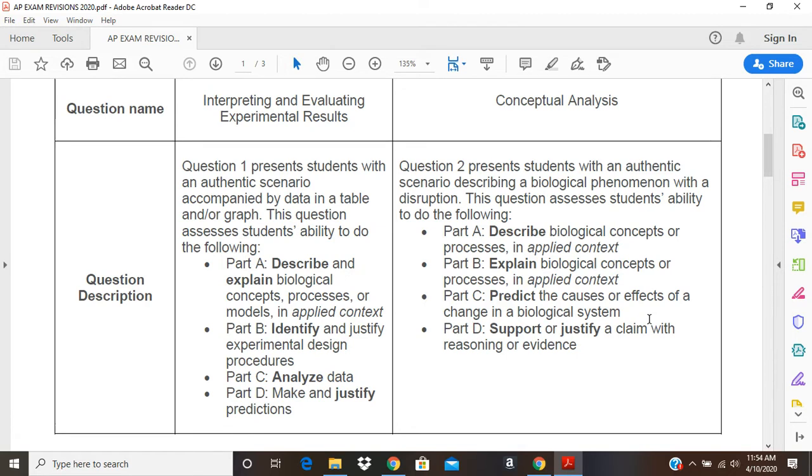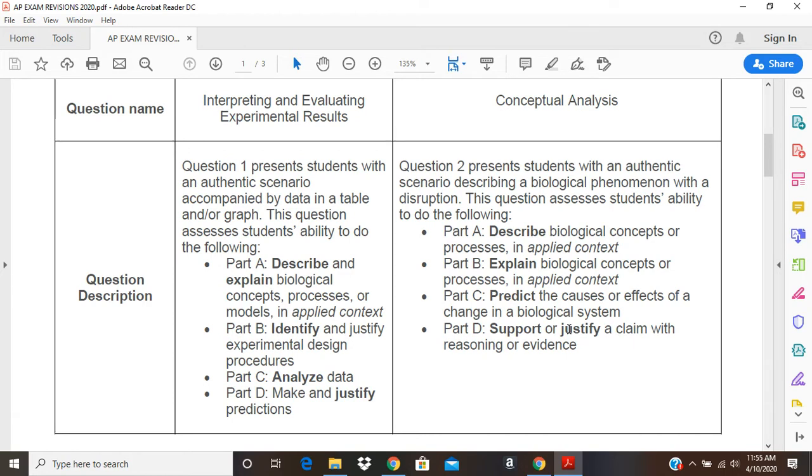Kind of the same thing as what you did in part A. You're going to have to do some describing of the concepts, explaining it a little bit. Predict something that would result from some kind of a change in the system. So predict what the cause or effect of the change would be, and then support it or justify it in some way. Basically, the way it looks, question one is very similar to what you guys saw throughout the year.